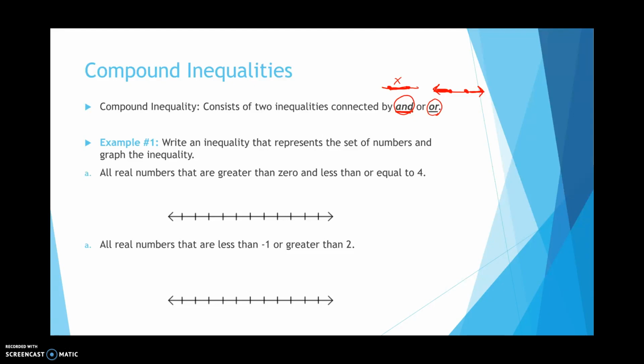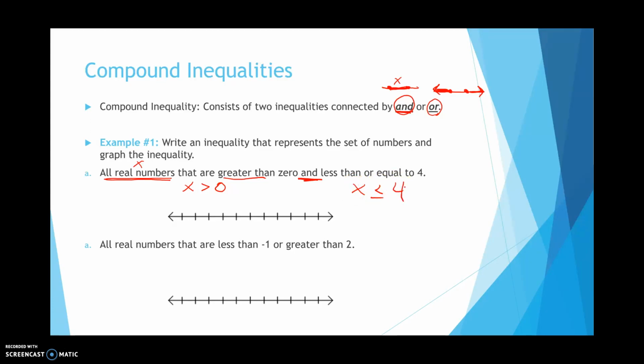So example number 1 says write an inequality that represents the set of numbers and graph the inequality. Here it says all real numbers. Remember, all real numbers can be any number, so we'll call that a variable x. All real numbers that are greater than 0. So how would we write that? x is greater than 0. That's the way to write that. And here's the word "and," less than or equal to 4. So x is going to be less than or equal to 4.